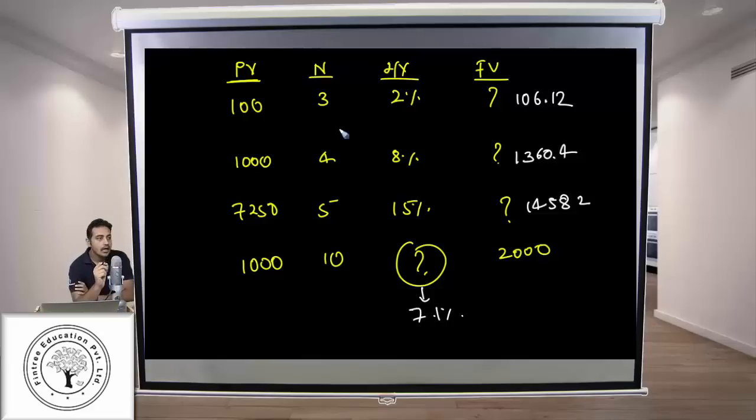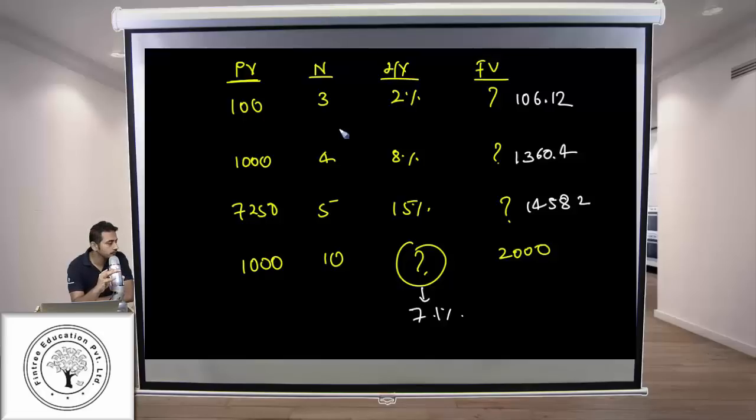Please do this with me. First thing that you do is press second, then press clear TVM. So that's your starting point. Second, clear TVM. Have you done that? Now 100 present value, 3 is N, 2 is IY, compute future value. Is it showing minus 106.12?